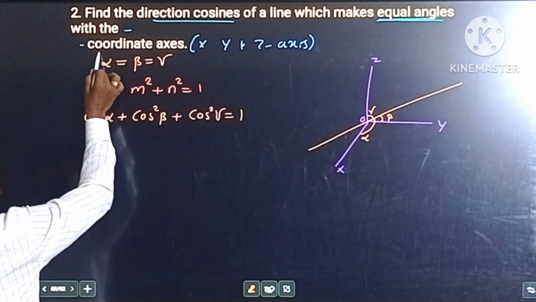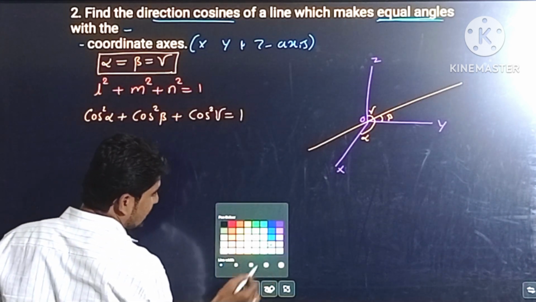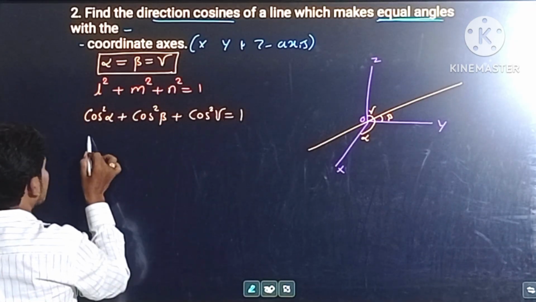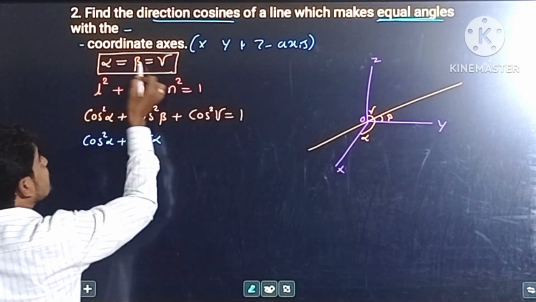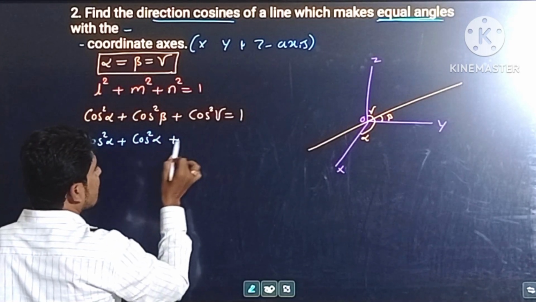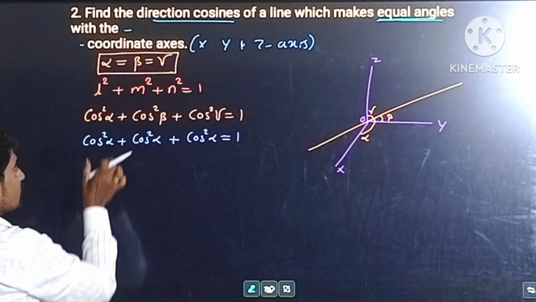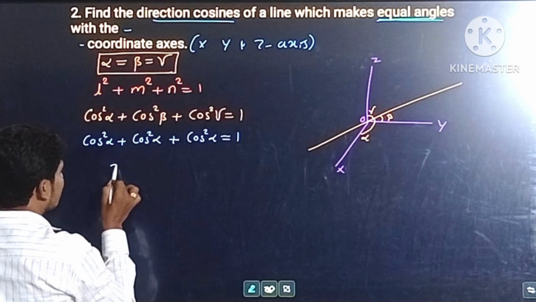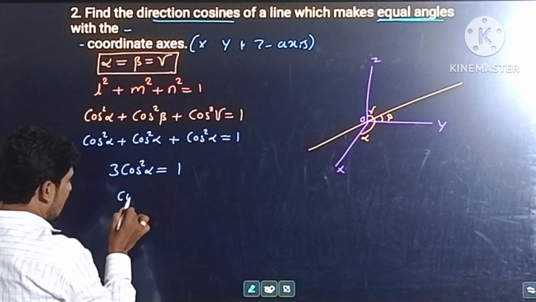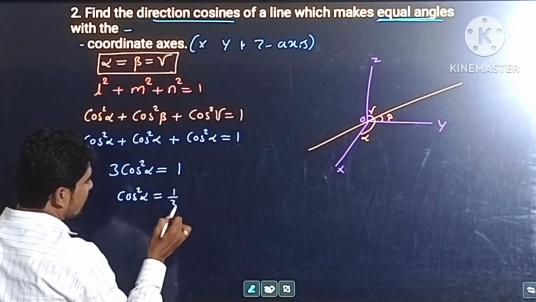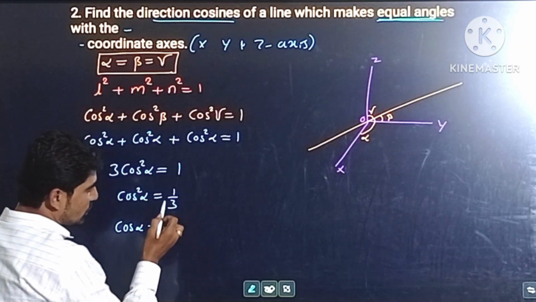But in this question, alpha equals beta equals gamma. So by this given information, this equation can be written as cos square alpha plus cos square alpha, because beta is also equal to alpha, plus cos square alpha, since gamma is also equal to alpha. So cos square alpha plus cos square alpha plus cos square alpha is equal to 3 cos square alpha, which is equal to 1, and hence cos square alpha is equal to 1 divided by 3. Therefore, the value of cos alpha is equal to plus minus square root of 1 by 3.